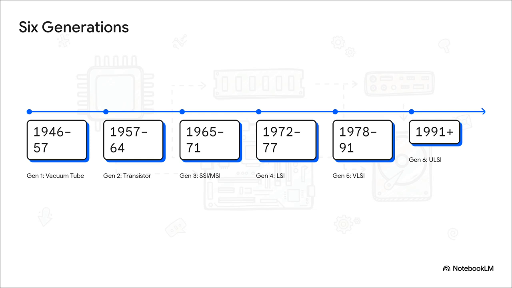We started with these huge hot vacuum tubes back in the 40s. Then came the transistor, which changed everything. From there, it just became a race to shrink things down, to cram more and more components onto a single chip, until we get to today, where we can fit billions of them in a space smaller than your fingernail.